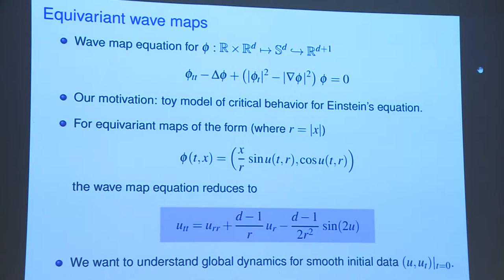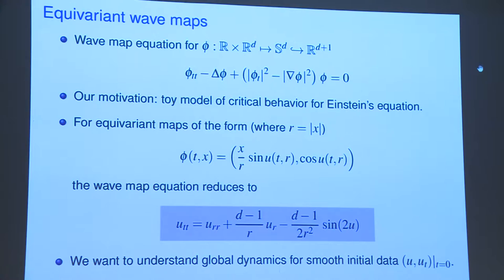So this is a very nice geometric wave equation, which is interesting for us, physicists working in general relativity, because it shares many features with Einstein equations, which are of course more complicated, and it helps to understand these features, in particular the so-called critical behavior for Einstein equations. I'll say more about this later.